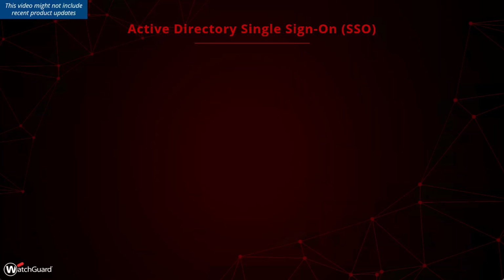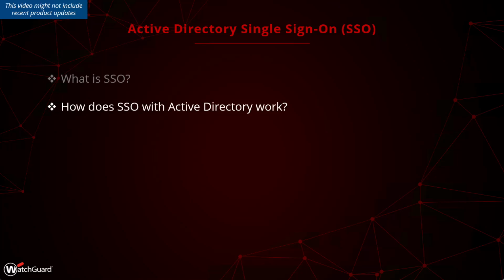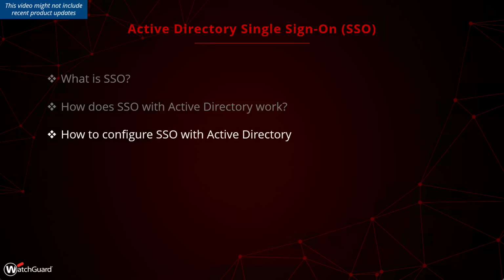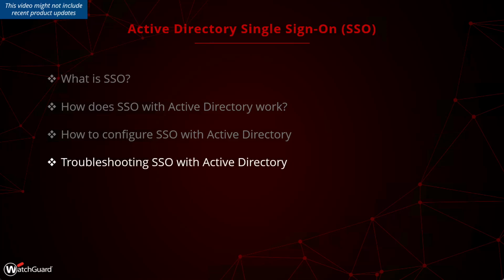In this video, we'll be covering the Active Directory method for single sign-on, or SSO. The first item will be to cover what SSO actually is. Then we will move into how to configure it to work with Active Directory. And this involves setting up the software on the Active Directory server and configuring those components. And then lastly, we'll round it out with some troubleshooting.